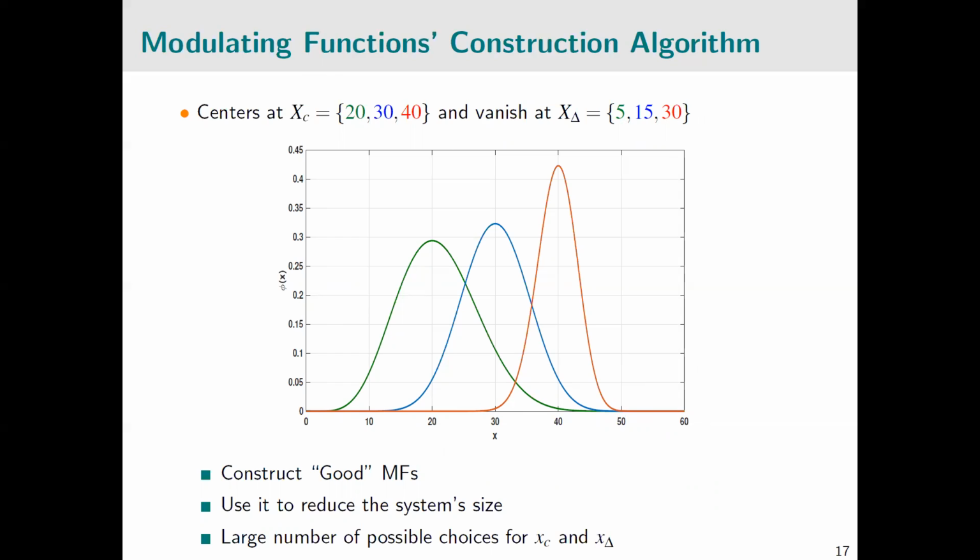The good thing with that is that it gives us the idea that we can construct only good modulating functions instead of having good and bad modulating functions. And this will help us to reduce the system size. However, we have a large number of possible choices for the XC and X delta. How do we choose the best among them?